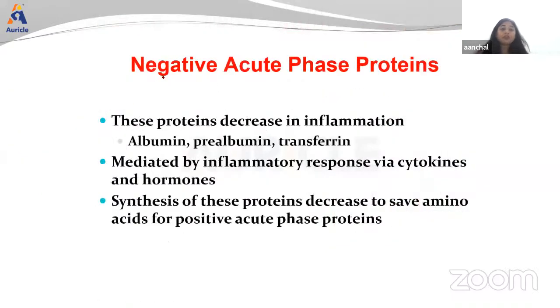Next, we have negative acute phase proteins. So these proteins decrease in inflammation: albumin, pre-albumin, and transferrin, mediated by the inflammatory response through cytokines and hormones. Synthesis of these proteins decreases to save amino acids for positive acute phase proteins.